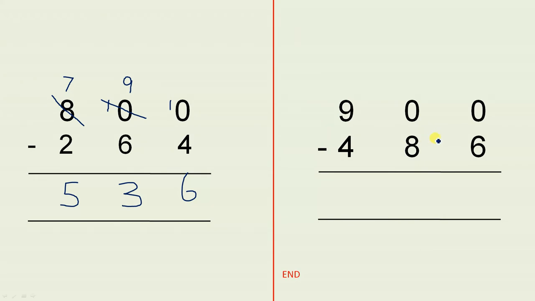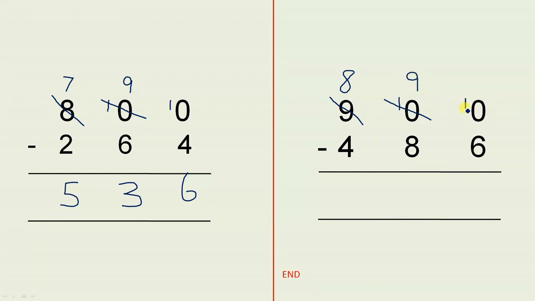900 minus 486. 0 take away 6 we cannot do. 0 take away 8 we cannot do. We can't borrow from here because that's a 0. 0 take away 8 we cannot do, but we can borrow from here. So that 900 changes to an 800. One of the hundreds goes there, so that's now 10 tens. Now we can trade. 0 take away 6 we cannot do, so in other words, that becomes a 9.